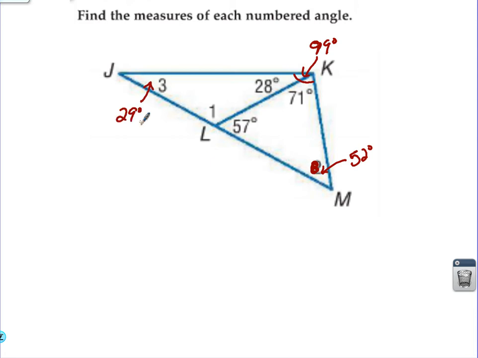But, of course, that's probably not the way you would have worked it. The way you would have worked it was went ahead and found angle 1. I believe this forms a linear pair is what we called it. Anytime you have a linear pair, we know that these two angles have to add up to 180 degrees, so this would be 123 degrees. There's all your missing angles. Any questions?